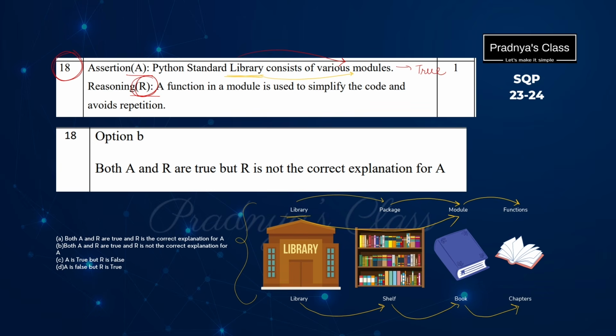Now let's read the reasoning. A function in a module is used to simplify the code and avoid repetition. This is the correct definition of a function. So this statement is also true. Both the statements are true, but this reasoning is not the correct explanation for the modules and the library. That's why the correct option is option B. Both A and R are true, but R is not the correct explanation for A.